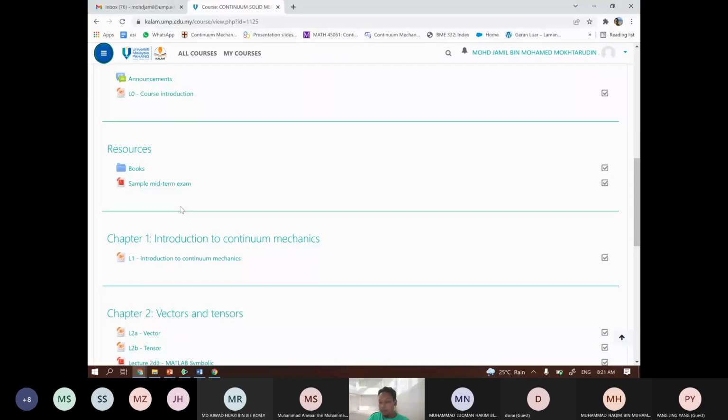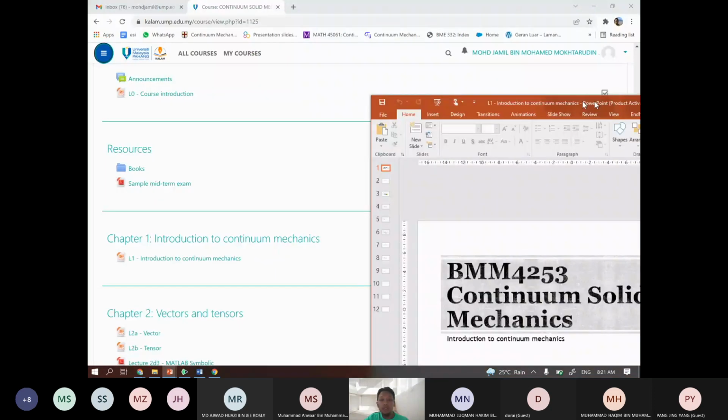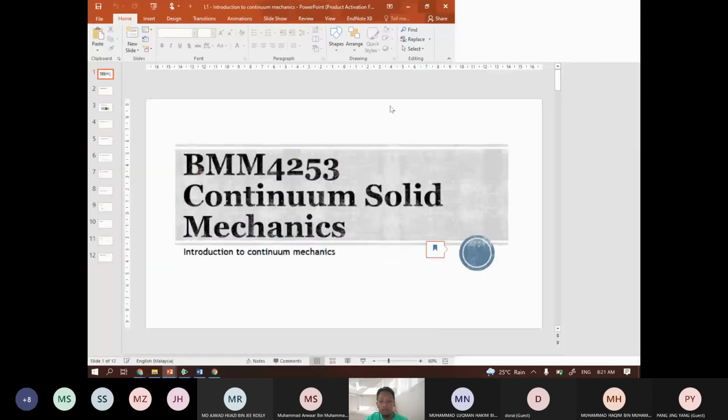If our exam this semester is online, you can always use Symbolab or MATLAB to invert a matrix. But if our exam is suddenly face to face, then you can use a calculator to invert the matrix. Okay, so let's look at the introduction to this subject, lecture 1, Introduction to Continuum Mechanics.